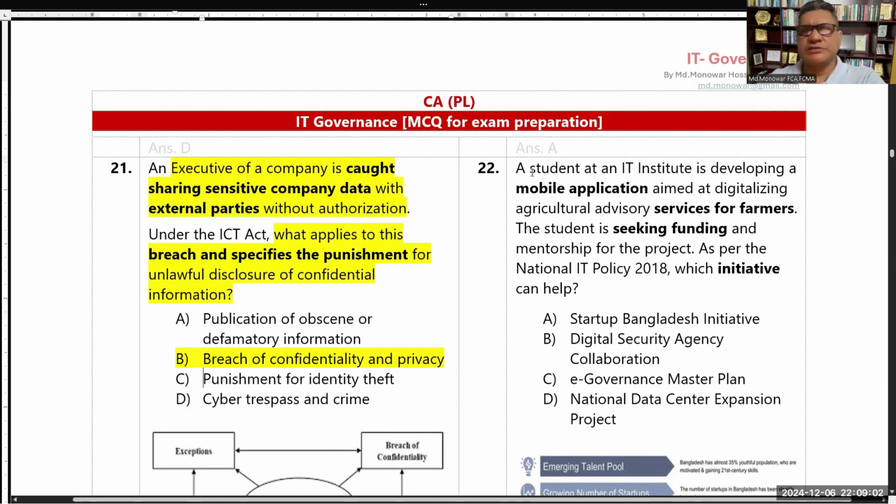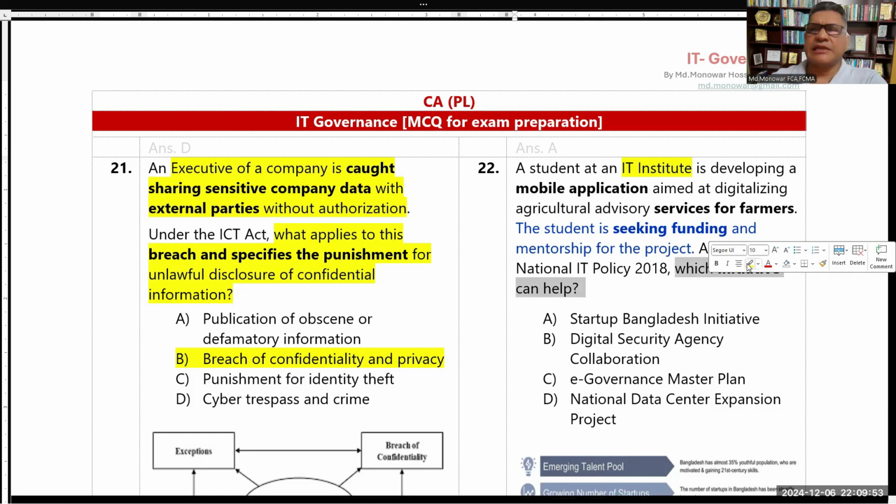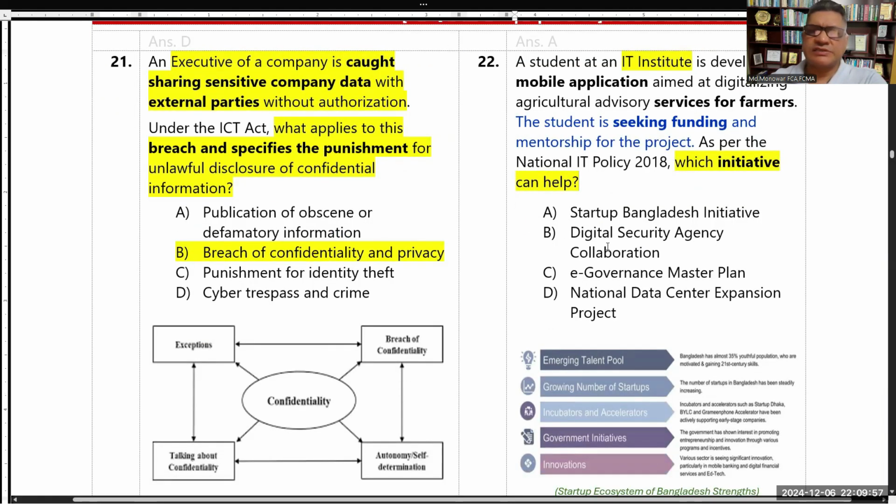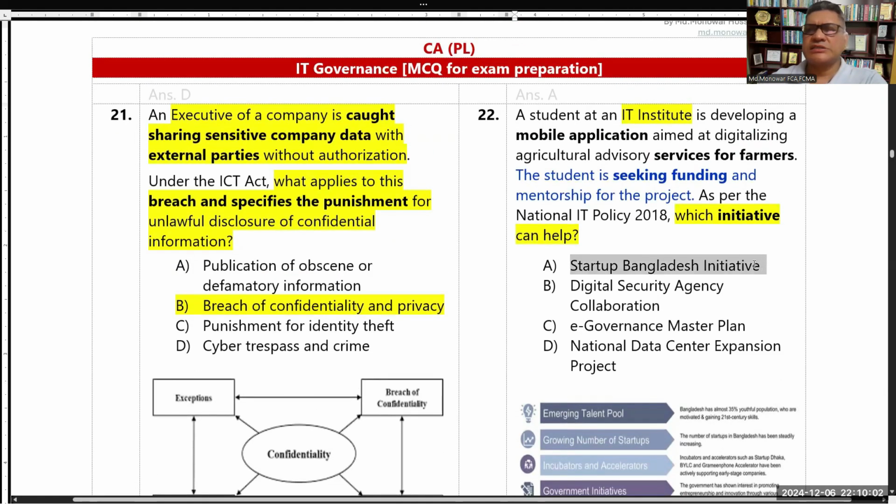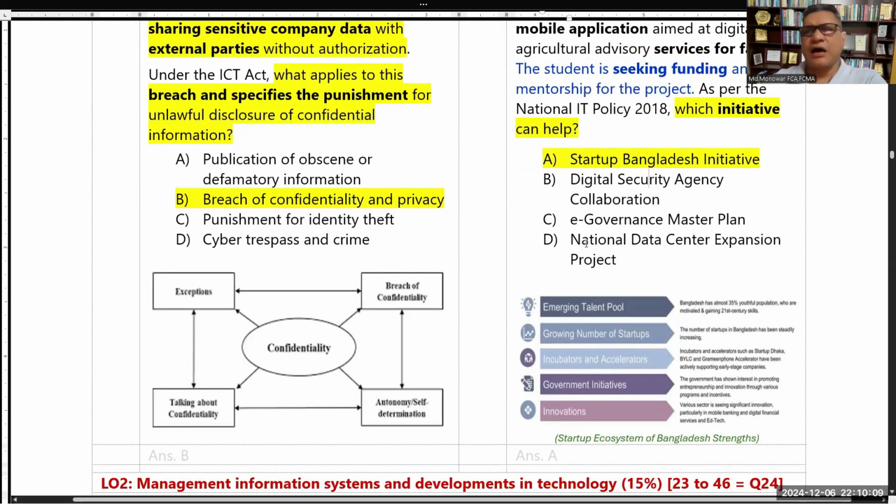Now, a student at an IT institute is developing a mobile application aimed to digitalize agriculture advisory services for farmers. The student is seeking funding and mentorship for the project. As part of the national ICT policy, which initiative can help? Based on the ICT policy, the Startup Bangladesh initiative will help. Here, the answer is A.